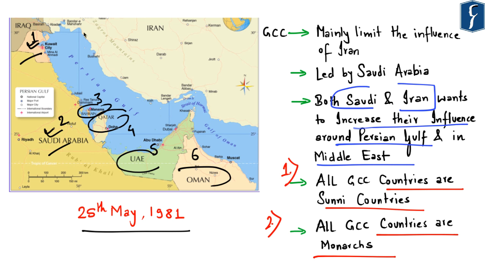Now you can see the Persian Gulf here, and the countries close to the Persian Gulf are all the 6 GCC countries as well as Iran. However, Iran is not a member of the GCC countries.